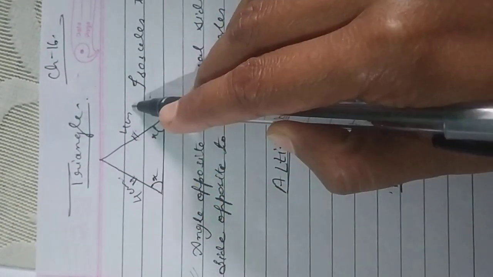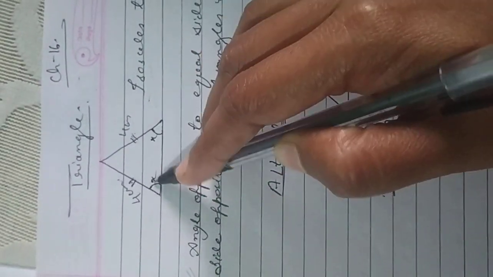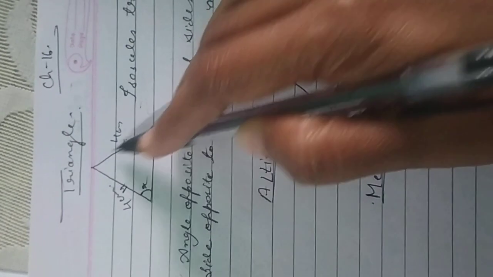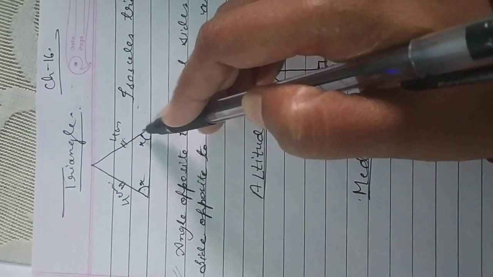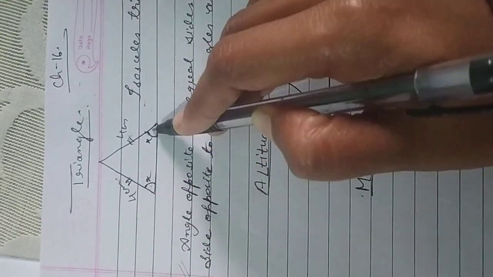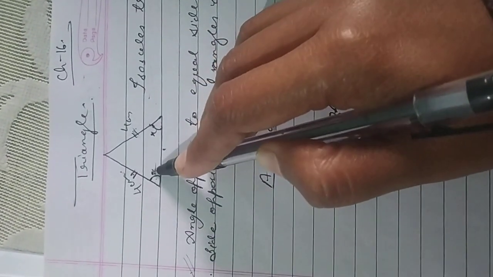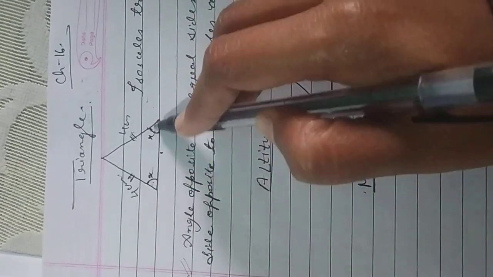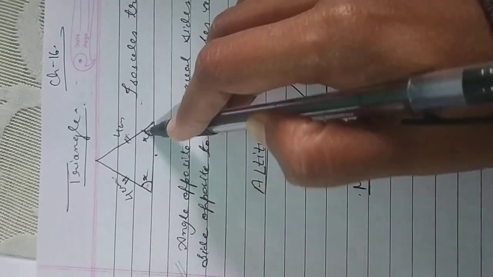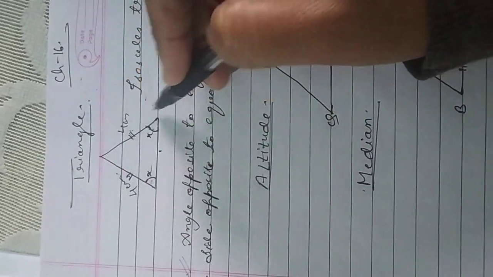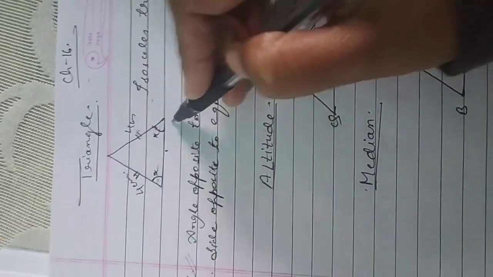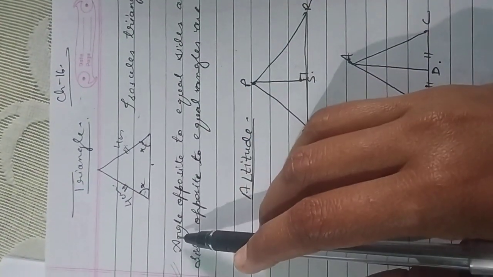If two sides are equal, suppose this is 4 centimeter and this side is also 4 centimeter, both the sides are equal, it means their opposite angles, that is, the angle opposite this side, this one, and the angle opposite this side, this one, will also be equal. Suppose this is 30, this will also be 30, or 40, 40, or 50, 50, whatever the degree. So if the sides are equal, then their opposite angles will always be equal.